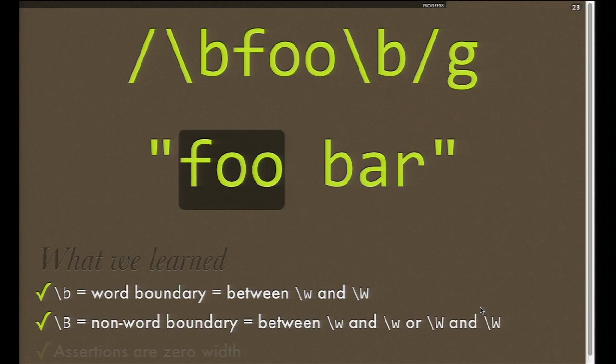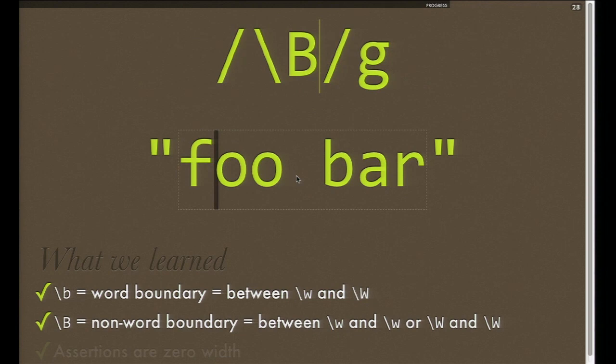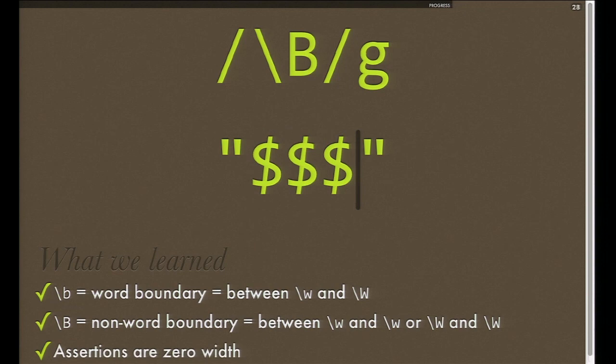There's also a negative word boundary, a non-word boundary, which is basically the opposite. A non-word boundary matches between two word characters or between two non-word characters, like this, for example. Assertions, like we showed, are always zero width. In most cases, if you just care about testing whether a string fits a particular format, you don't need to use assertions. Assertions are very useful when you care about what matched, not only if it matched.